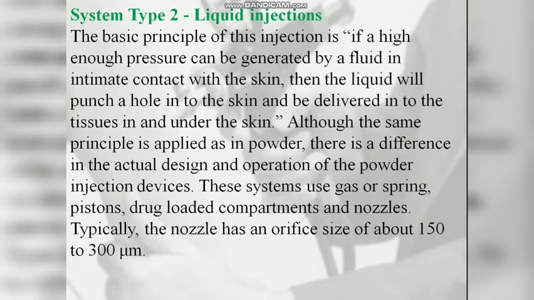Second type, liquid injections. The basic principle of this injection is if a high enough pressure can be generated by a fluid in intimate contact with the skin, then the liquid will punch a hole into the skin and be delivered into the tissue under the skin. Although the same principle is applied as in powder, there is a difference in the actual design and operation of the powder injection devices. These systems use gas or spring piston, drug-loaded compartments and nozzles. Typically, the nozzle has an orifice size of about 150 to 300 micrometers.